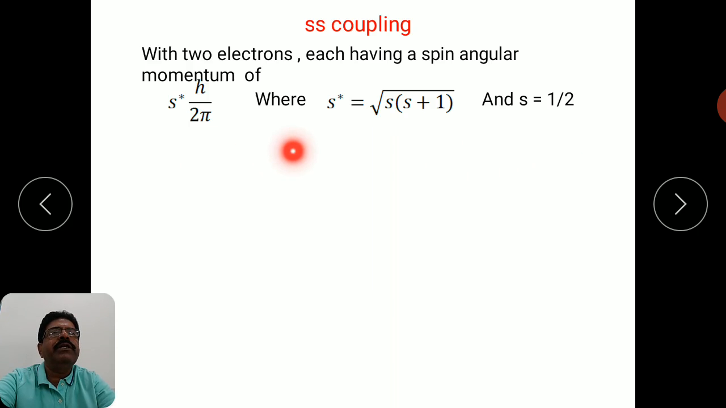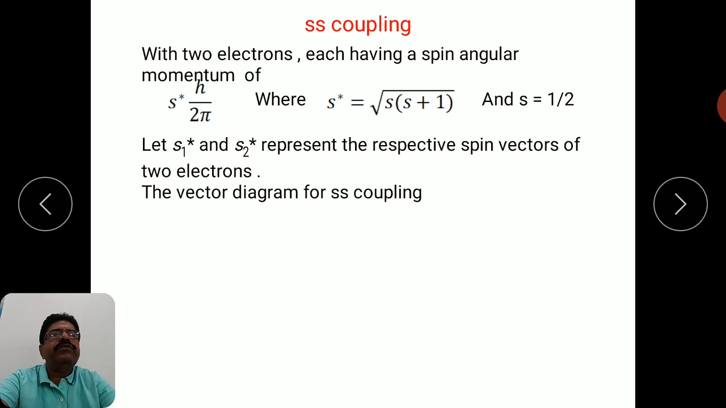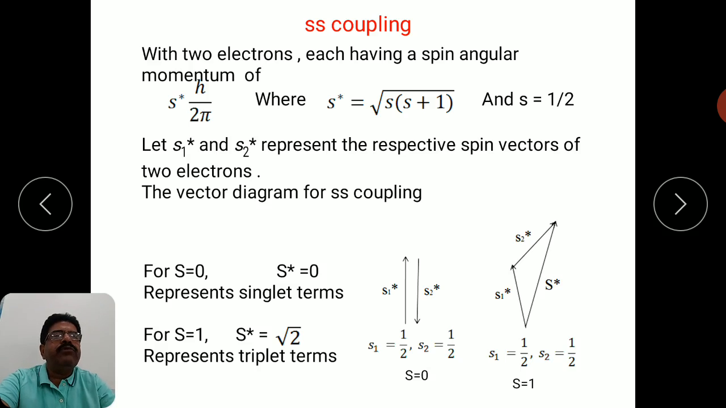Quantum mechanically it is represented by S star H upon 2 pi, where S star is under root of S in bracket S plus 1. And S, you know that the spin quantum number, it is one half only. So S1 star and S2 star represent the respective spin vectors for the two electrons. Now the vector diagram for SS coupling, you can see these two diagrams, because we have S1 is equal to half and S2 is equal to half. Both of these two spin quantum numbers are half only. So these vectors, one in the upward direction and one in the downward direction, are equal in magnitude and opposite in direction. So S, the total spin momenta, will be zero here.